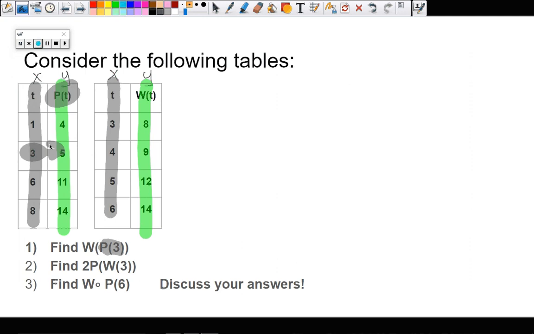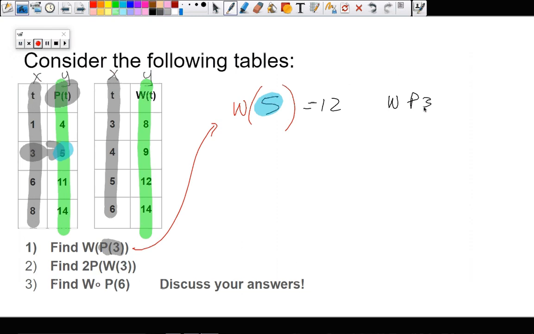5. So let me show the work up here. What is w of that 5 that I got? So this 5 that I ended up getting is now my input for the next step. And you'd get 12. So in the very end, we'll rewrite w of p of 3 will equal 12.